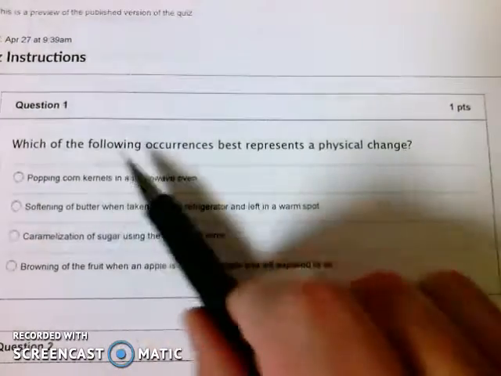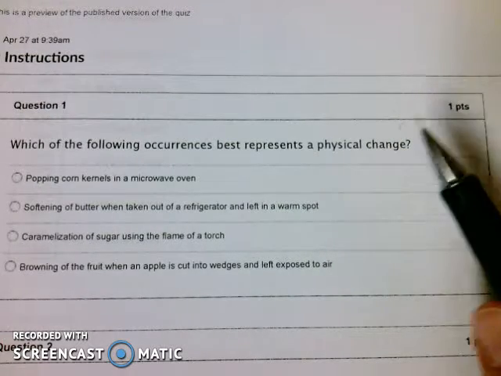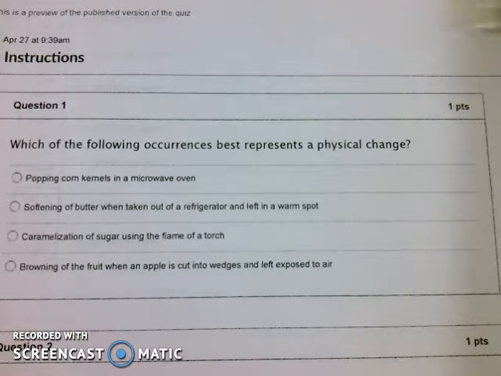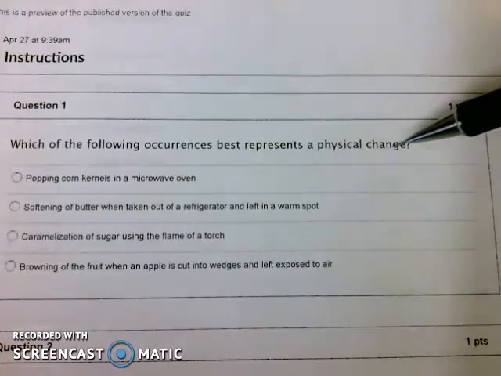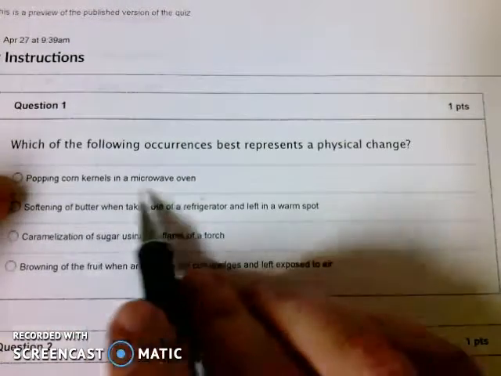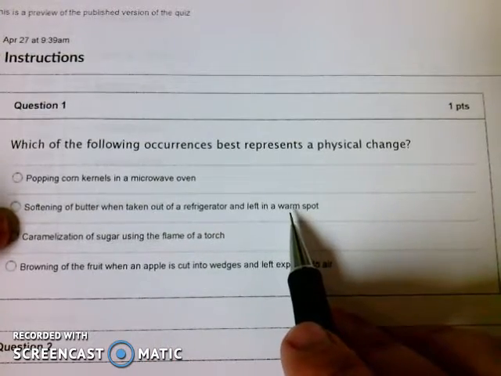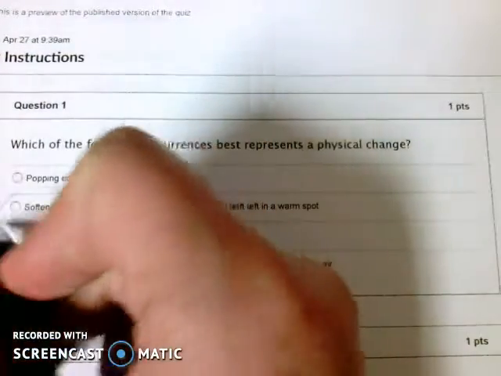All right, which of the following occurrences best represents a physical change? Physical changes are best described as a change in state, maybe a change in size, right? But it's not changing to a different substance. If you change to a different substance, that is a chemical change. All right, popping corn kernels in a microwave oven, softening of butter when taken out of a microwave and left in a warm spot, that is definitely going to be a physical change. So let's go with B.